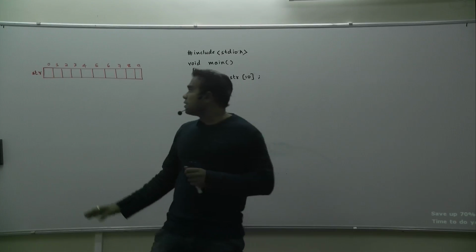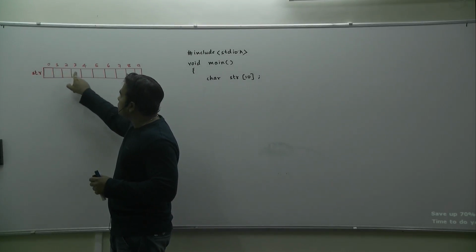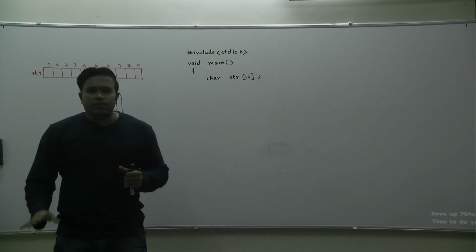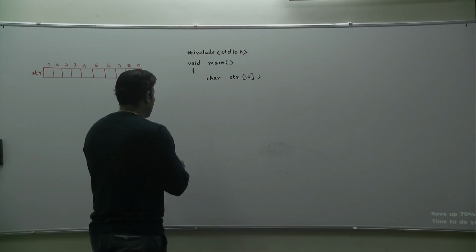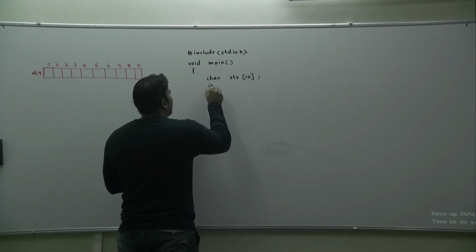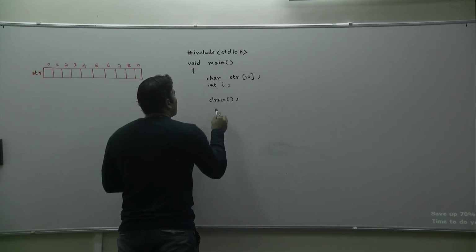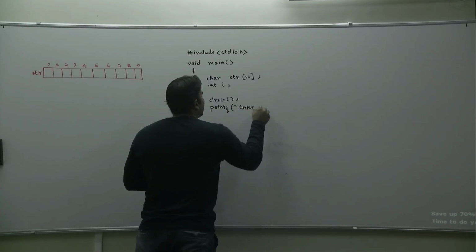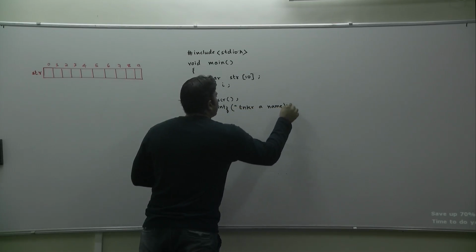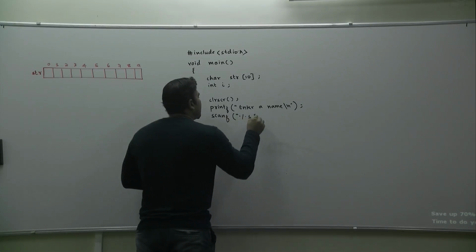But the story is, no doubt, this location's name is str of 0. This location's name is str of 1. This is str of 2. This is str of 3. All of you know that. Good. After this, I would also like to create maybe one integer, and then clear screen. After clearing the screen, I will ask the programmer to enter a name, and whatever name is entered, I would scan it, collect it and keep it in str.